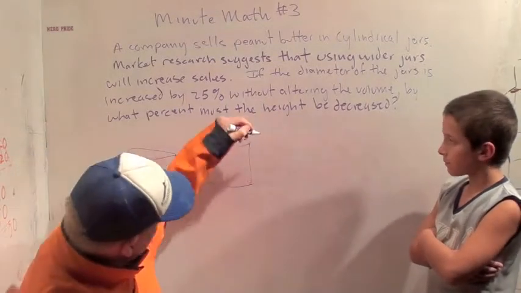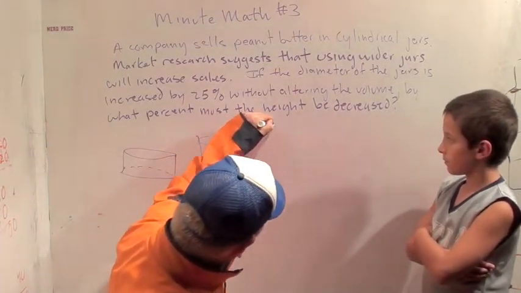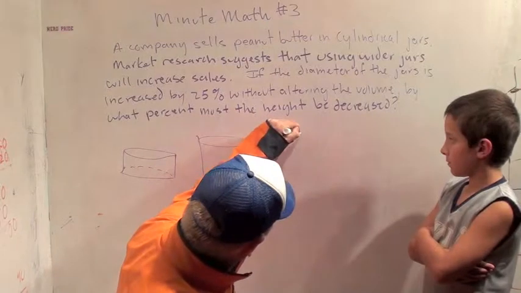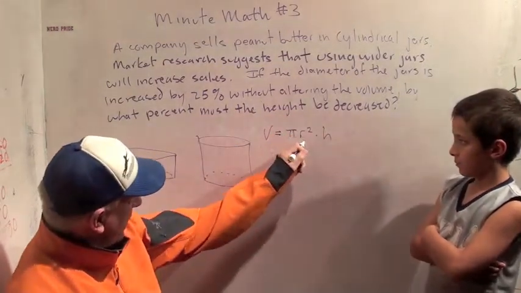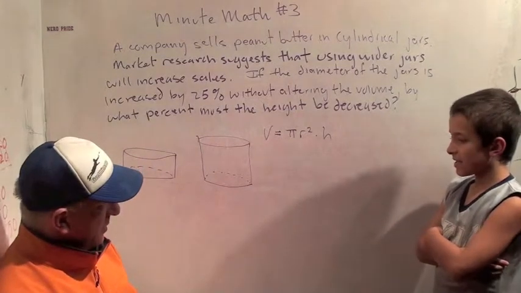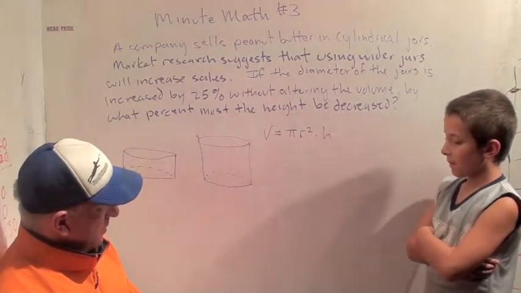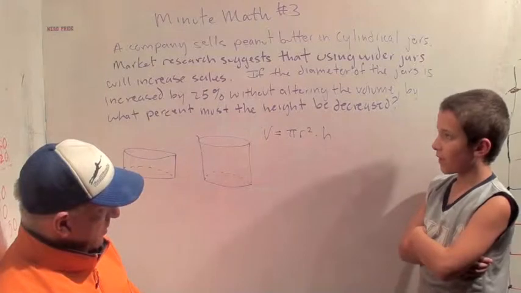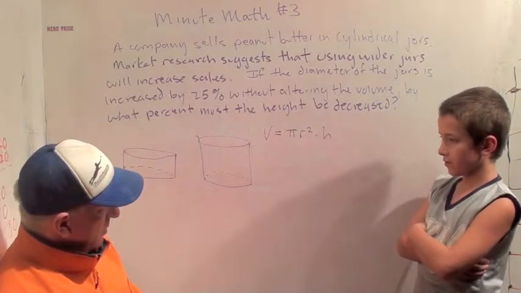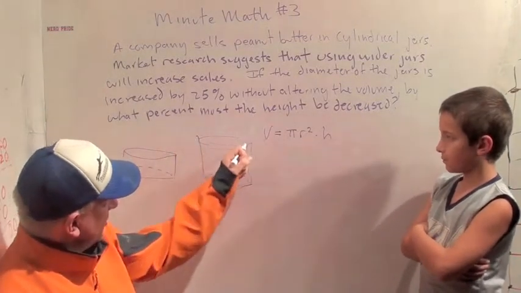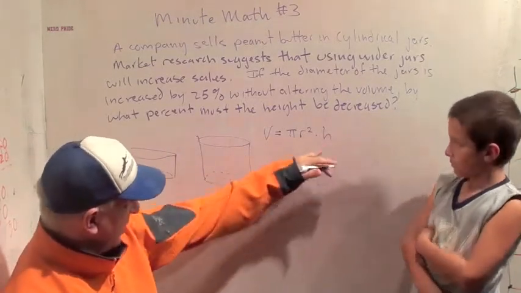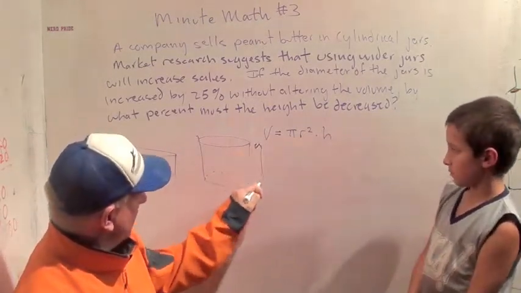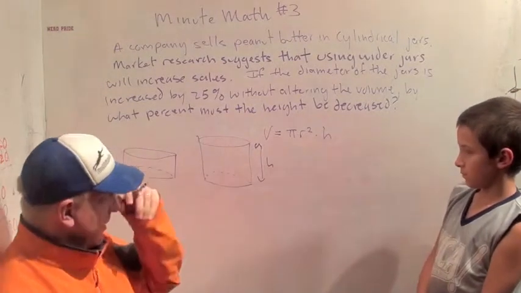So the first thing you need to know is the volume for a cylinder. Volume is pi times the radius squared times the height. Does pi r squared look familiar? That's the formula for the area of a circle, and you get the volume by just saying you have a circle that's tall, times the height. Here's the height.